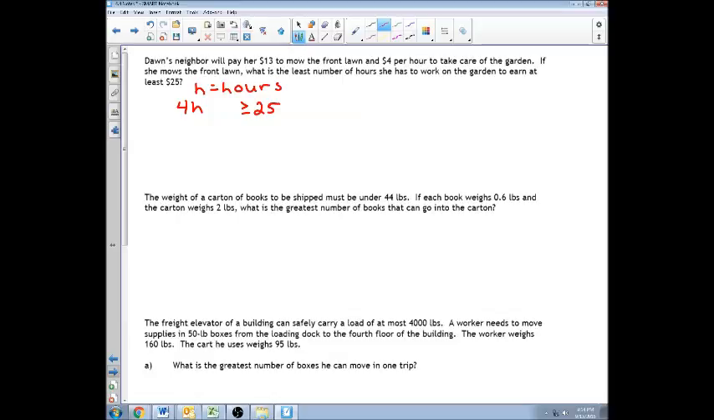Well, how can I figure out how many hours she needs to work if she mows the front lawn and she gets paid $4 an hour? Well, it would be $4 times the number of hours plus the $13 for mowing the front lawn. From here, I can subtract 13. It would be 4H is greater than or equal to 12. I can divide by 4, divide by 4. H needs to be greater than or equal to 3 hours. So she has to work at least 3 hours to earn $25.